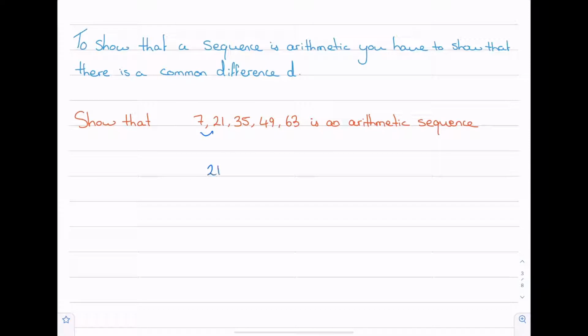So let's take these two: 21 minus 7, that will be the common difference there. Let's take these two: 35 minus 21. And then these two: 49 minus 35. And finally this one here: 63 minus 49. Now if we work that out, you get a common difference of 14, 14 again, and you get the gist of it. By doing those common differences and showing that D is equal to a fixed number, you can show that it is an arithmetic sequence.